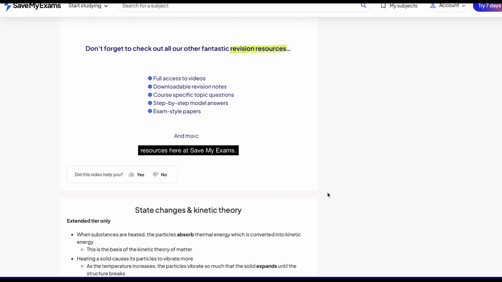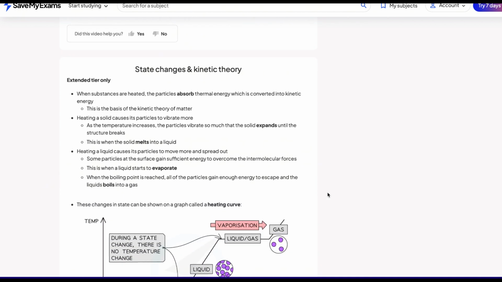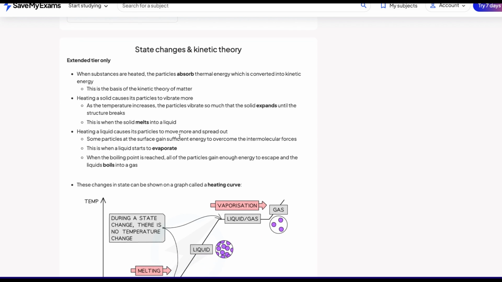Okay, so we've taken a look at this tutorial on the kinetic theory of matter. Now we say the state changes and the kinetic theory. We've already understood the solid, liquid, gases, the particle arrangement, the separation, the vibration, the movement, all of this. We've taken a look at all of these things, right?